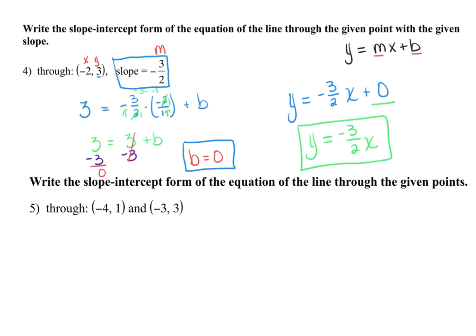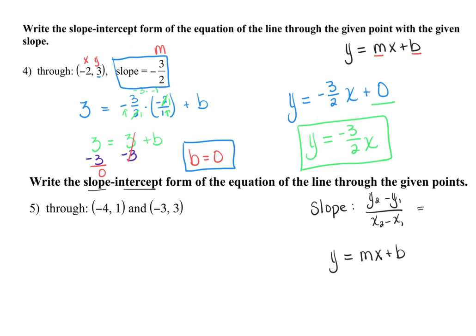The next problem is very similar, but we're actually going to use two equations here. To find the slope-intercept, we need our slope. They did not give us our slope. They gave us 2 points. So we are going to have to use our slope formula first to figure out our slope. Once we have our slope, we can use either one of these points and do exactly what we did on number 4. So we'll also have to use our slope-intercept equation, which is y equals mx plus b.